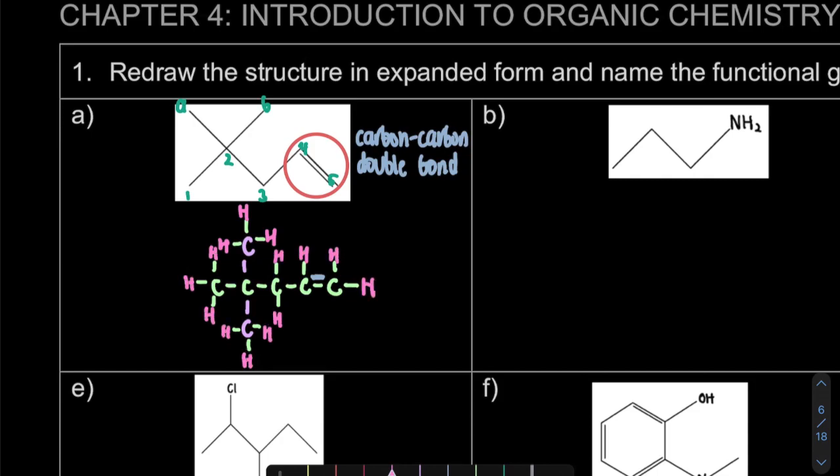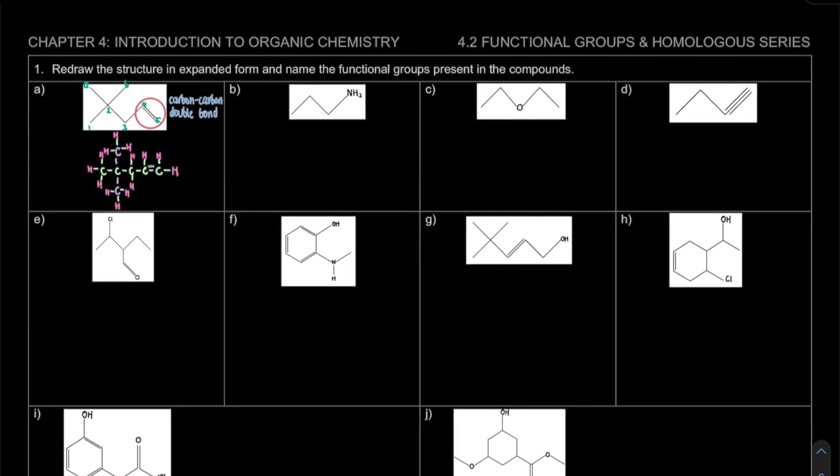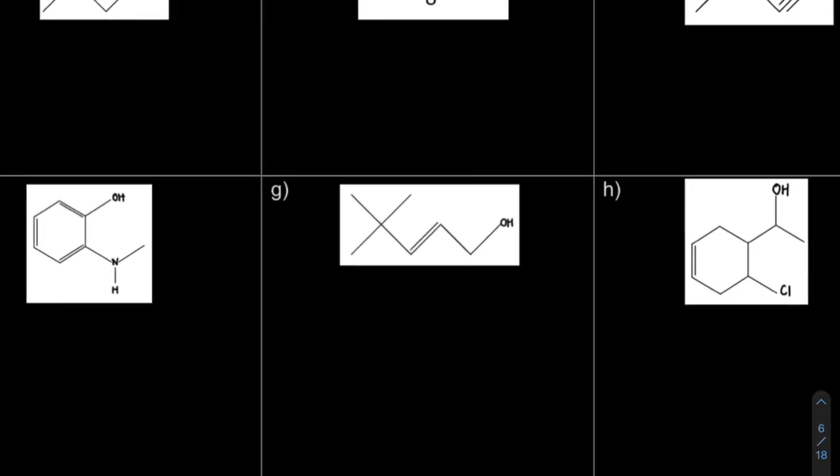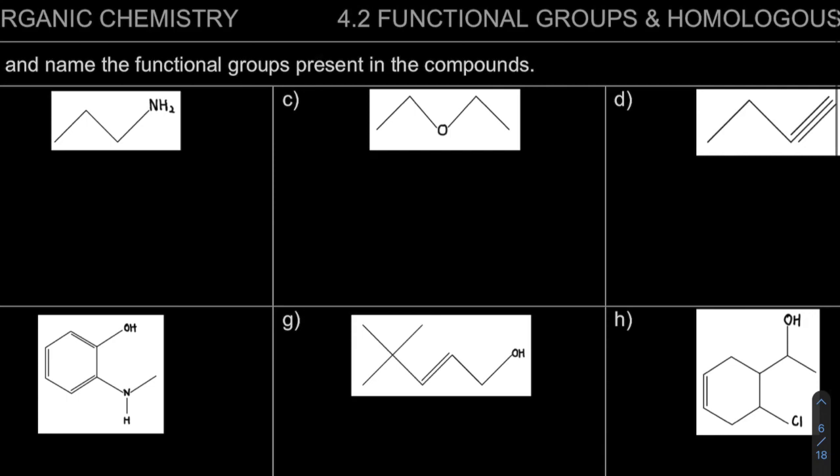So this is actually the structure. Okay, example B, you try yourself. But the functional group, later please answer the Google form. So let's do example C. Example C looks different. You have your oxygen in the middle here.